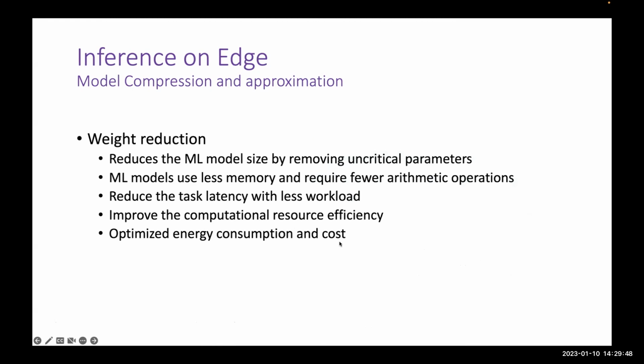The interesting thing of the weight reduction is that we reduce the model size, we remove the uncritical parameters, or we do a sort of sharing of parameters. We use less memory because we do fewer operations. We reduce the task latency because you will do less search and less fine tuning at the end of the day. You improve the computation resources efficiency, and then you optimize the energy usage.